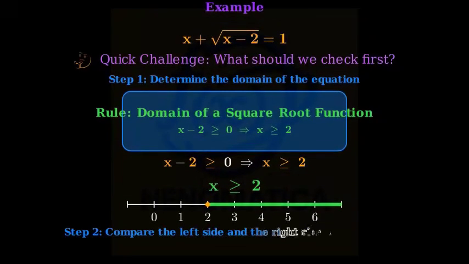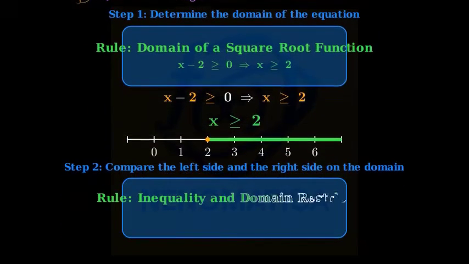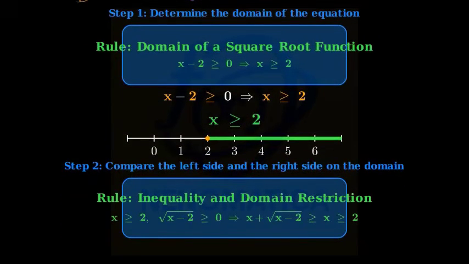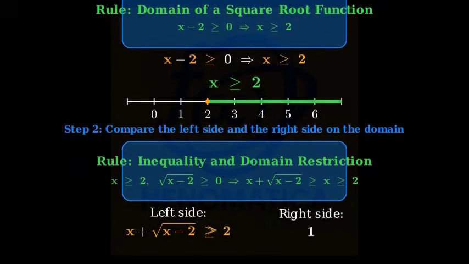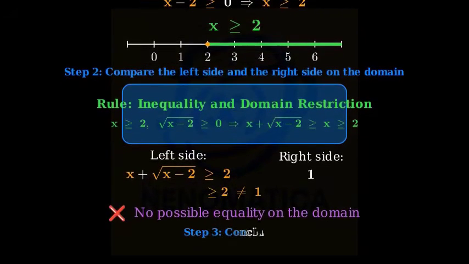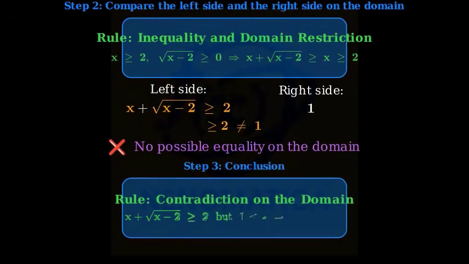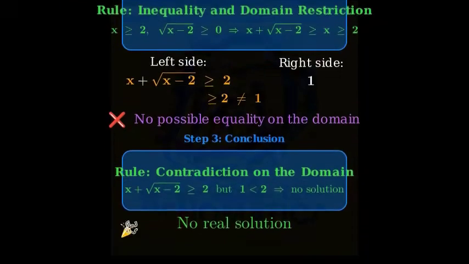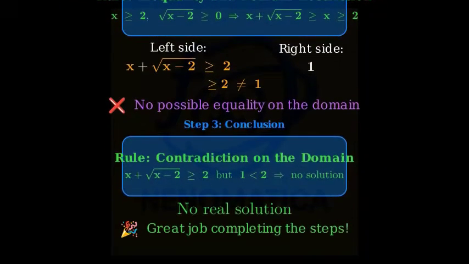Step 2. Analyze the left side compared to the right side on the allowed domain. We use the facts that x is at least 2 and the square root term is non-negative. Therefore, the left side is at least 2, while the right side equals 1. Hence, the equation cannot hold on the domain. Step 3. Conclude. Since the left side is always at least 2 on the domain, but the right side is 1, there is no real solution.